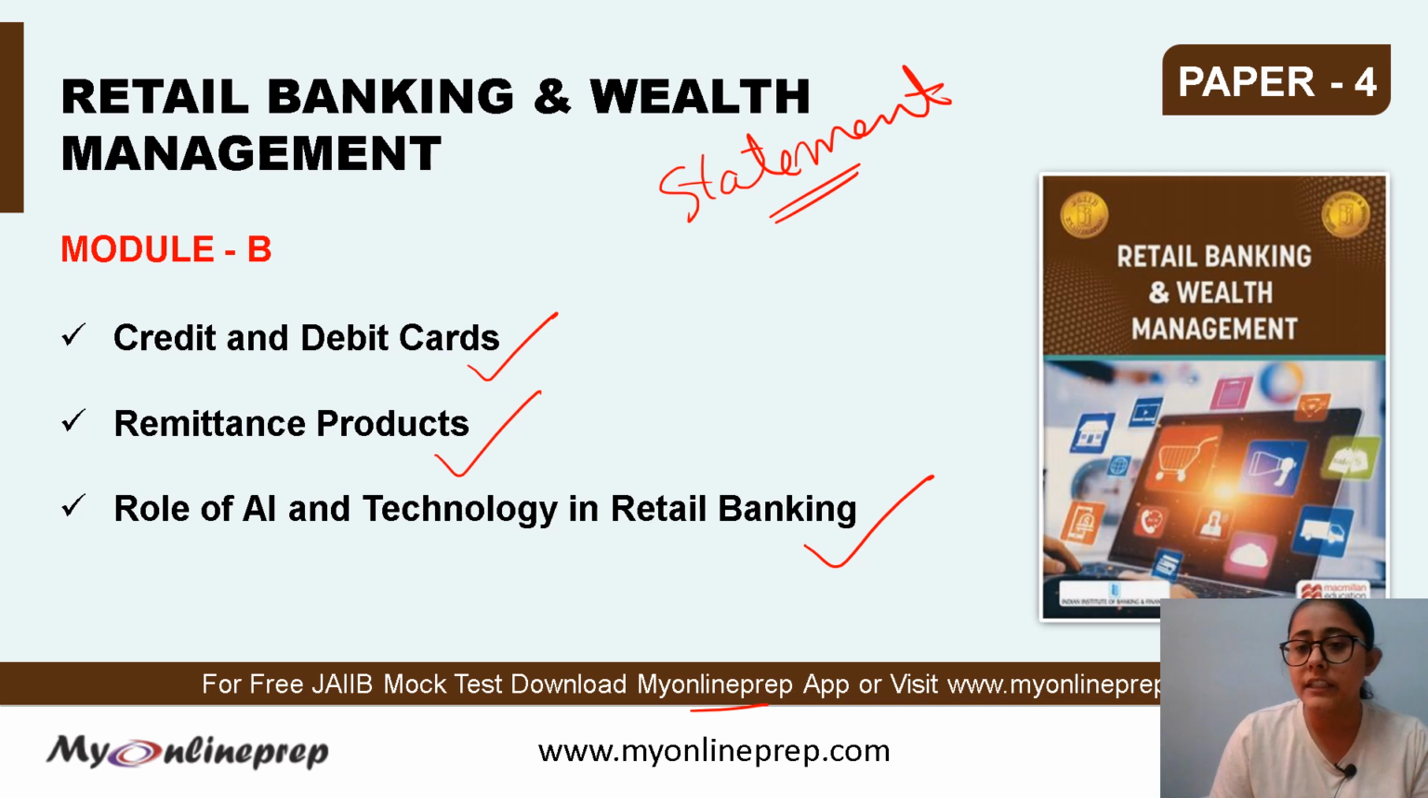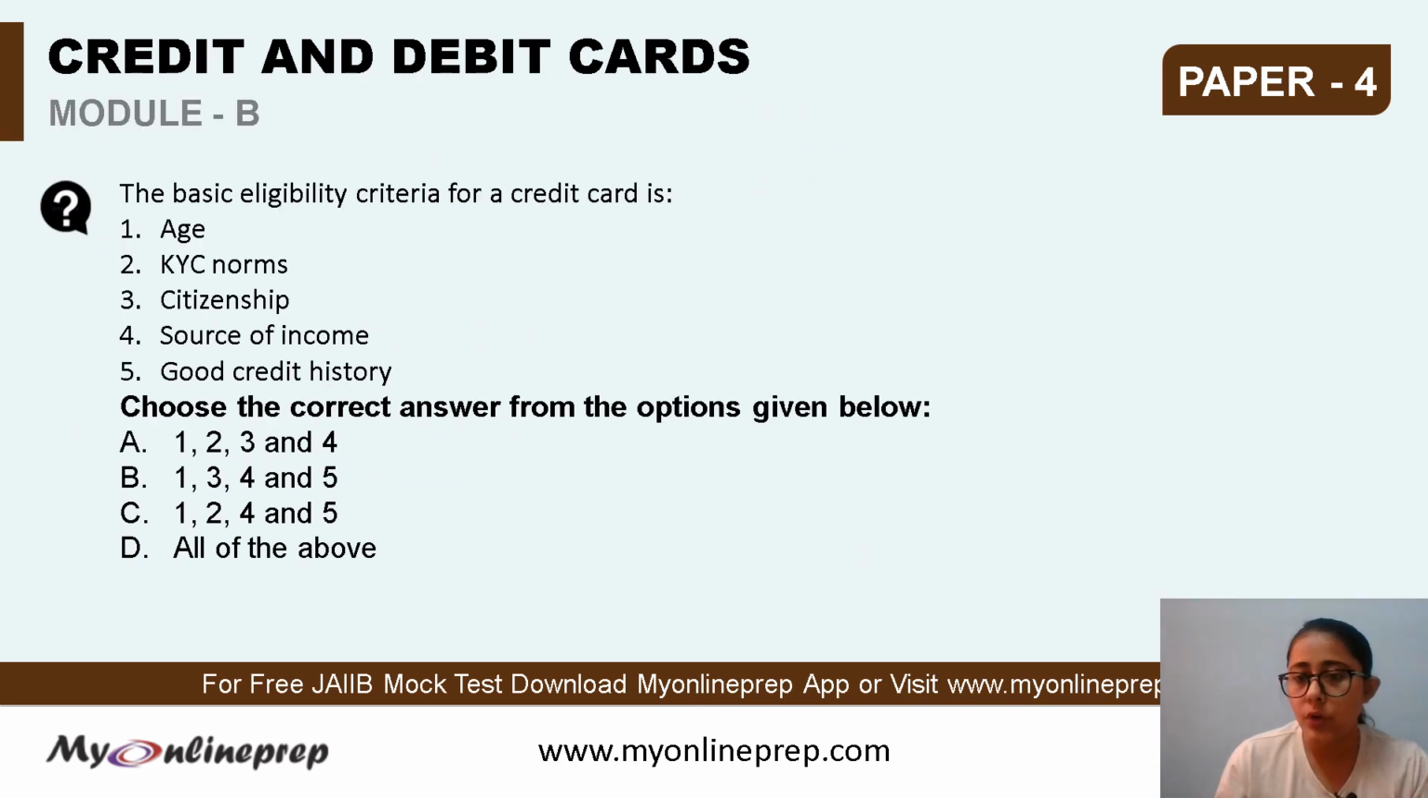Now, without further ado, let us start with our first question from the chapter credit and debit cards. The first question is about the basic eligibility criteria for a credit card. This is a statement type question. Here you are given certain statements, 1, 2, 3, 4, 5, and then you have to choose the correct answer from the options given below. You need to carefully read all the statements. Here the statements are age, KYC norms, citizenship, source of income, good credit history. The options are: option A, 1, 2, 3, and 4, that is age, KYC norms, citizenship, and source of income. Similarly, B is 1, 3, 4, and 5. Option C is 1, 2, 4, and 5. And option D is all of the above.